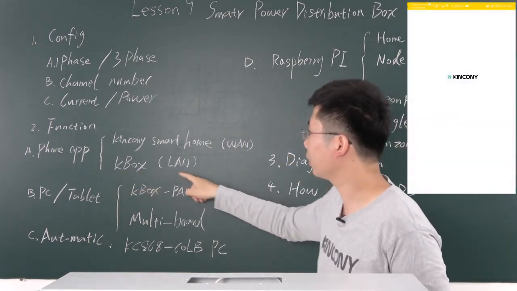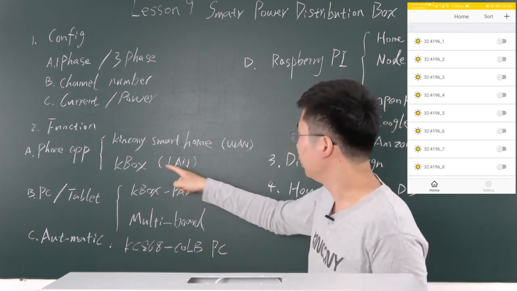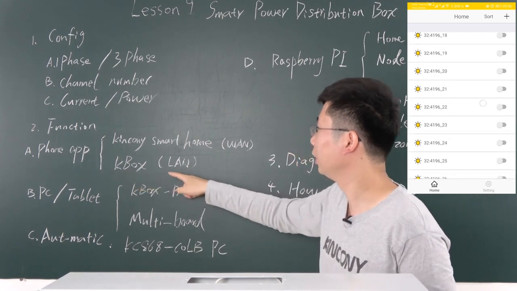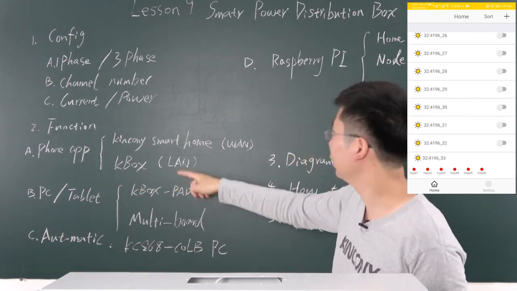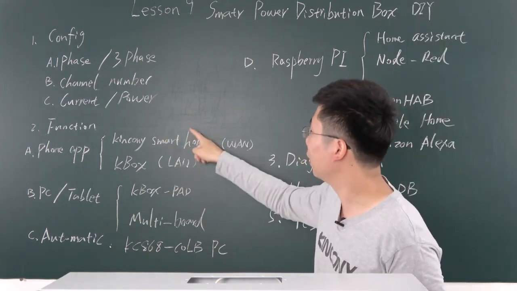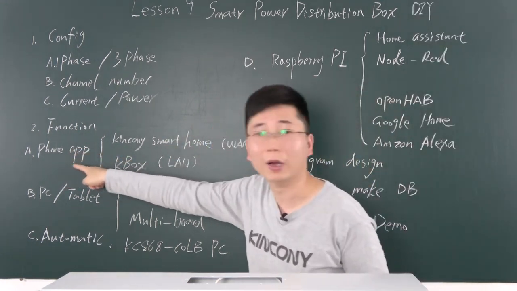And this is the keybox. This keybox can also be installed on your mobile phone. This is for LAN, local network use. This can work without internet, and the other one must need internet. So these are different applications for the mobile phone.